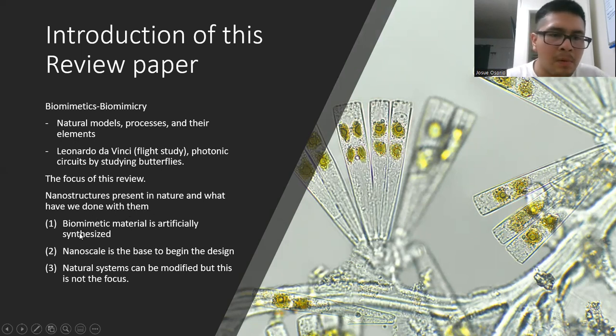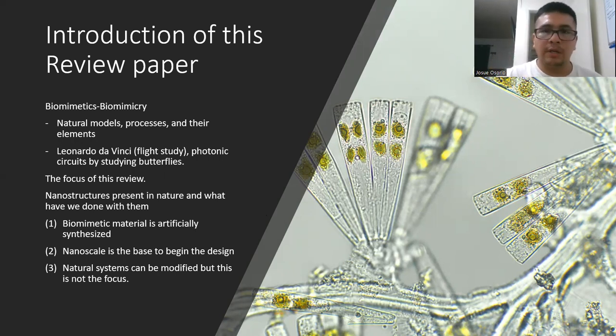So there's three things that we want to keep in mind. Biomimetic materials are artificially synthesized. That means that really we are not making things the way nature does it. We're just making them in a laboratory with different techniques. Okay, nanoscale is the base of the design. We really want to start from 0 and get it to 100 or more. Okay, but we really want to get started from a nanoscale, from a very small scale.